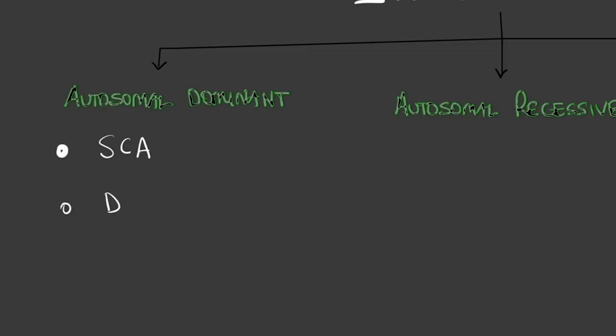Next we have DRPLA, which means dentatorubropallidoluysian atrophy. Next we have episodic ataxia type 1 to 7. These are the three important autosomal dominant ataxias which you should know. What are those? Spinocerebellar ataxia, DRPLA, which stands for dentatorubropallidoluysian atrophy, then episodic ataxia type 1 to 7.